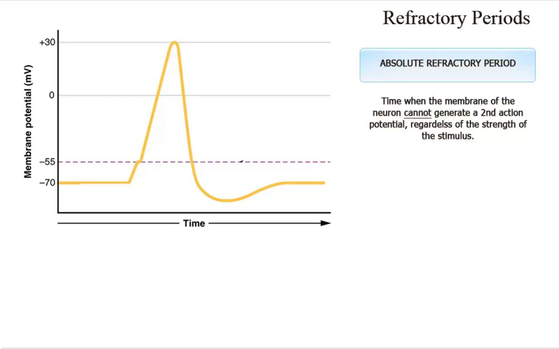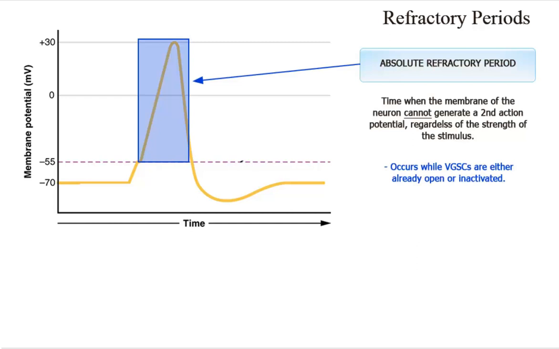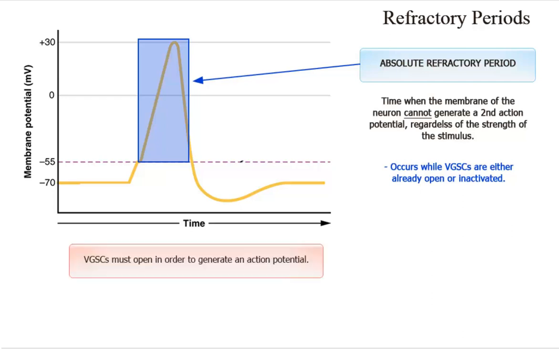And it occurs from the point when the voltage-gated sodium channels open until the point when they close, as shown here on the graph. So remember, this pulls together a couple of concepts that we've already looked at. One concept is that you cannot get an action potential unless you can open voltage-gated sodium channels. During this period that is highlighted in the graph, the voltage-gated sodium channels are either already open or they are inactivated. And when they are inactivated, remember, they cannot open again.